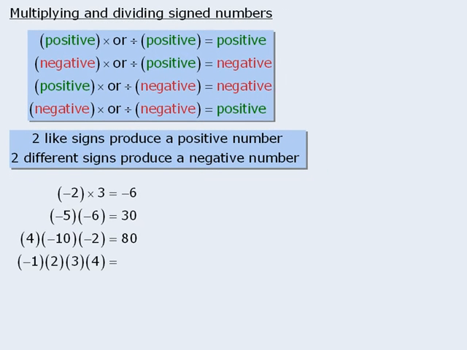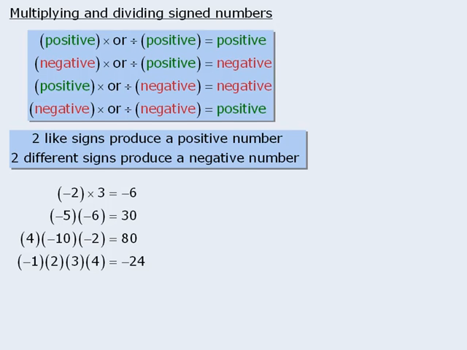Now, another way to tackle products with more than two numbers is to first find the sign of the entire product and then find the number part. So first, the product of these two numbers will be negative since their signs are different. Then, when we multiply this negative result with +3, the result is still negative. And when we multiply this negative result with +4, the result is still negative. So we now know that the product will be negative. At this point, we can ignore the signs and multiply the four numbers to get 24. So -1 times 2 times 3 times 4 is equal to -24.